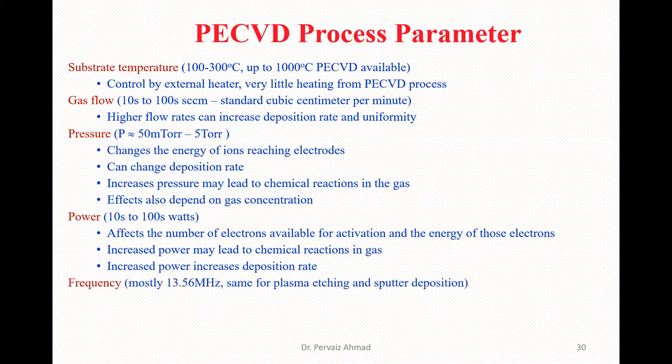Similarly, if we deal with the frequency, mostly we utilize the RF frequency equal to 13.56 megahertz. Remember, it's the same as for plasma etching and sputter deposition. This frequency is normally utilized for plasma etching and also for sputter deposition. If we make changes, what happens? The changes basically result in changes in plasma characteristics and also in ion bombardment characteristics. These are the two functions related to frequency changes.